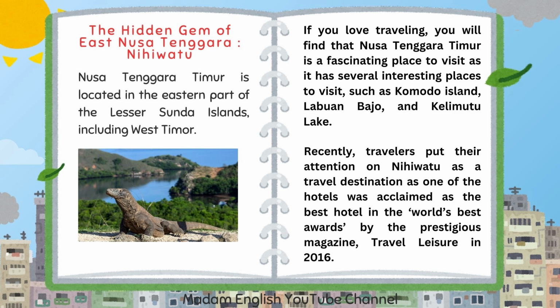Nusa Tenggara Timor is located in the eastern part of the Lesser Sunda Islands, including West Timor. If you love traveling, you will find that Nusa Tenggara Timor is a fascinating place to visit as it has several interesting places to visit, such as Komodo Island, Labuan Bajo, and Kelimutu Lake. Recently, travelers put their attention on Nihiwatu as a travel destination as one of the hotels was acclaimed as the best hotel in the world's best awards by the prestigious magazine, Travel Leisure in 2016.